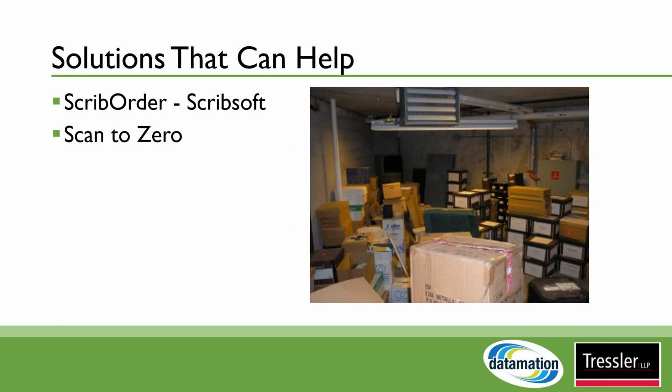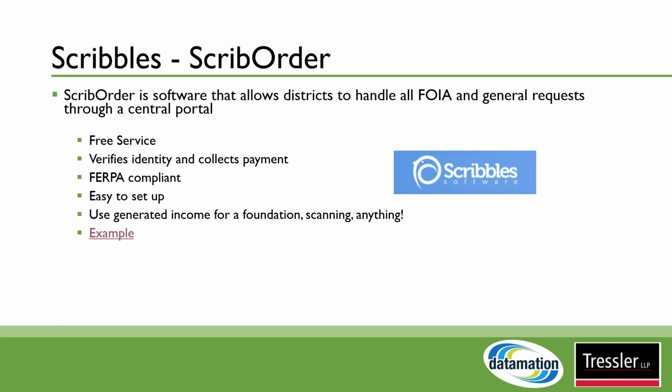In wrapping up, I'd like to just talk briefly about 2 solutions that are directed towards school districts. One's called Scrib Order and one's called Scan to Zero. The Scrib Order is a system from a company called Scribble Software. They're on the East Coast in North Carolina. It's a free service, and they literally come in and write web pages that look exactly like your web pages that basically create a portal where all FOIA and general requests can go through this central portal.